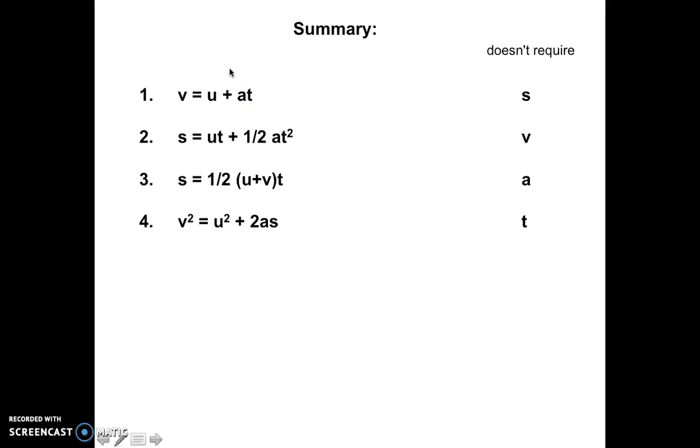to actually help us solve these problems. The first equation that we found doesn't need the displacement. Means you can't find the displacement with it, but it's helpful to know what you don't need in each different equation. Because frequently when you're solving physics problems, you'll find out, oh, hey, I have everything except maybe 2 or 3 things. And so you want to know which equation is going to be helpful for you when solving that problem.